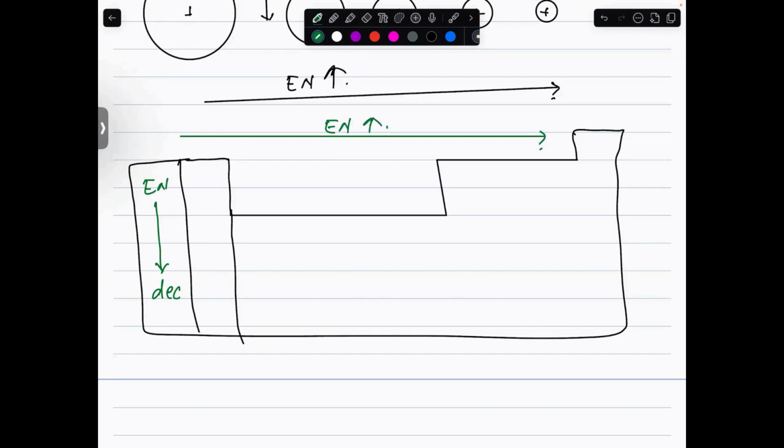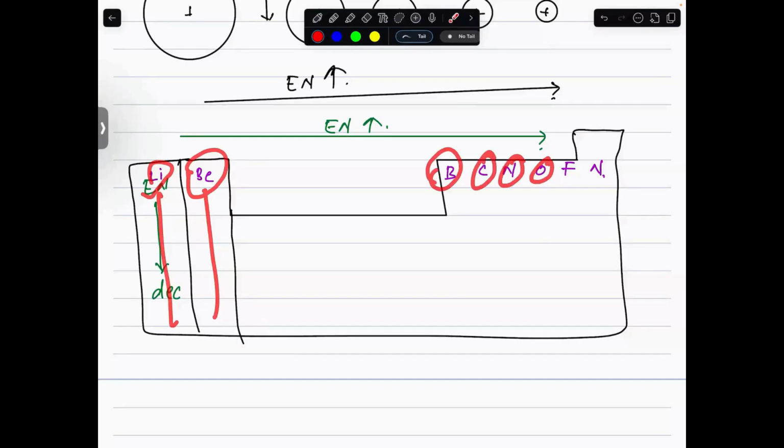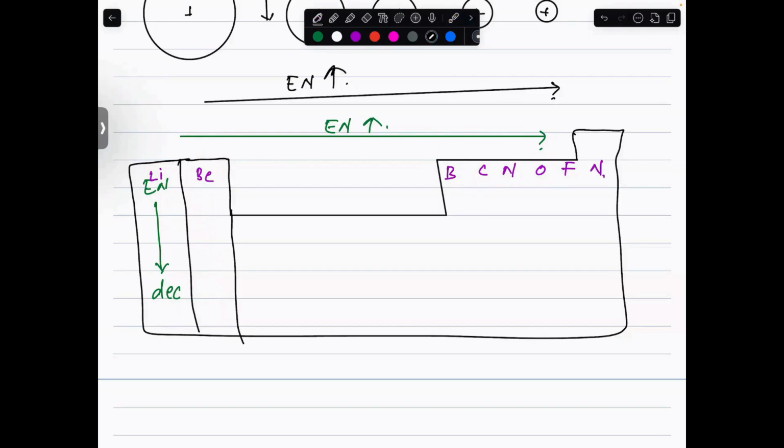Across a period, electronegativity increases. So this is lithium, the most electronegative in group 1, beryllium, the most in group 2, boron, carbon, nitrogen, oxygen, fluorine, neon. So across a period, the most electronegative is fluorine. One thing which is very obvious: down the group electronegativity is less, across a period is more.